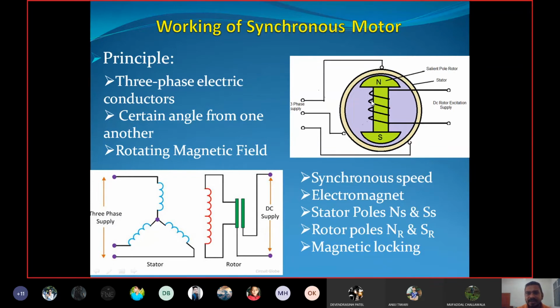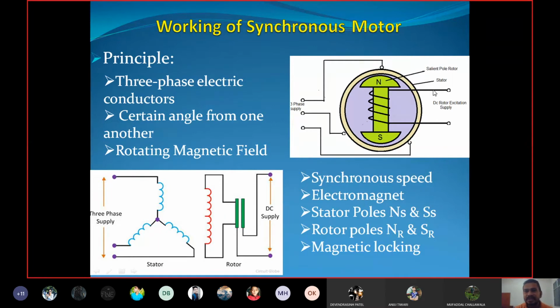On this magnetic pole, one winding is wound. This winding is known as the field winding, and we are giving DC supply to this field winding. Why is this DC supply required? This DC supply is given to the field winding to magnetize the magnetic pole. Now the stator poles are produced. Now what we have to do? We have to give DC supply to this field winding.